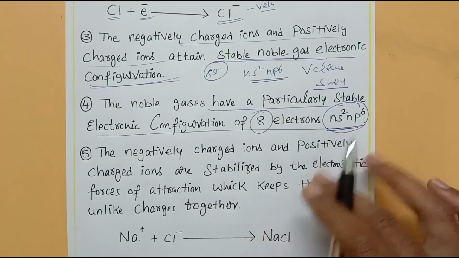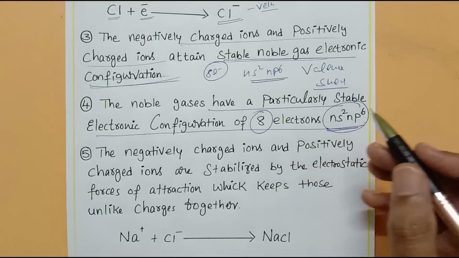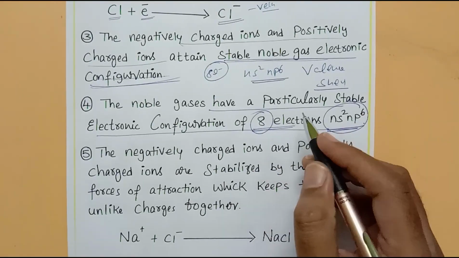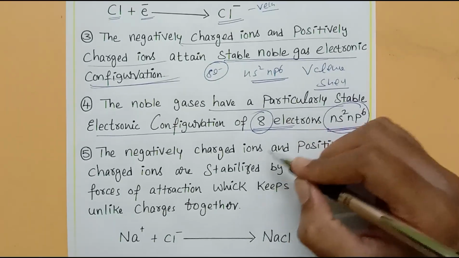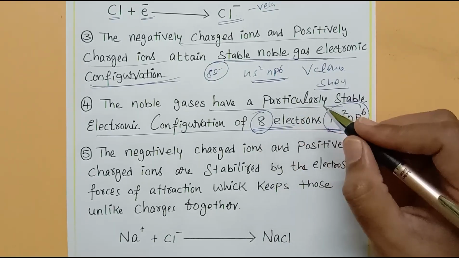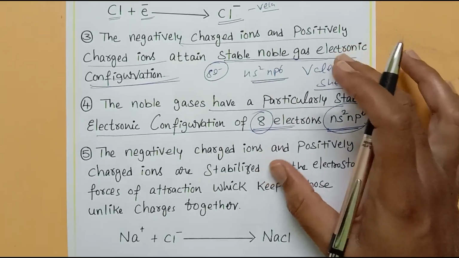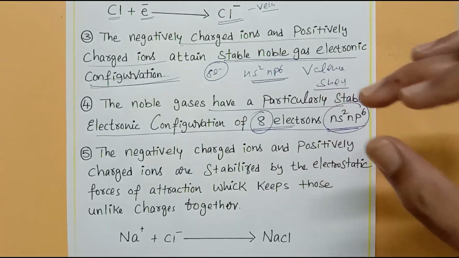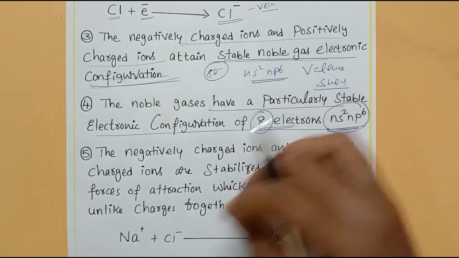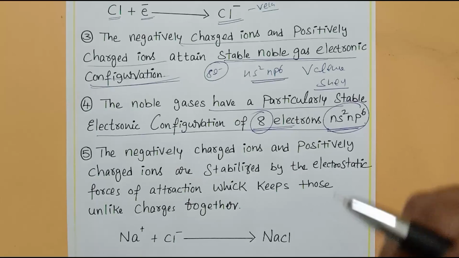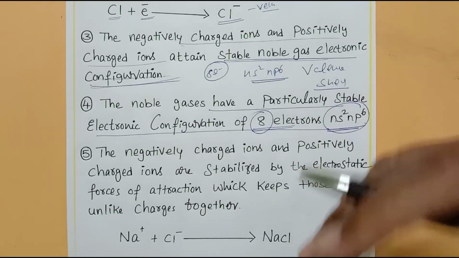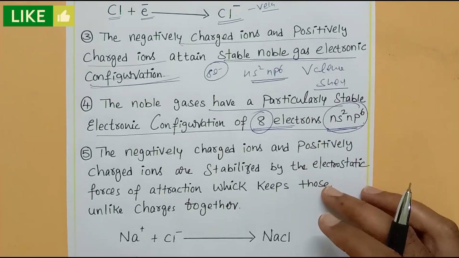The remaining elements will try to achieve 8 electrons in the valence shell, either by losing electrons, gaining electrons, sharing electrons, transferring electrons or donating electrons. That is how elements other than noble gases try to achieve 8 electrons in the valence shell, which leads to their stability.